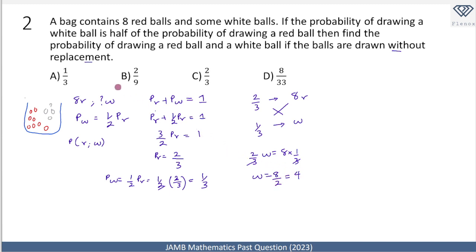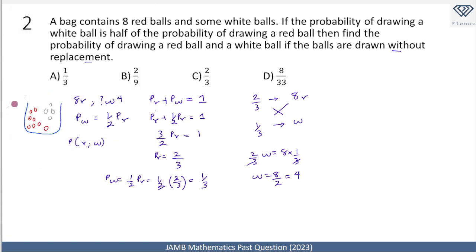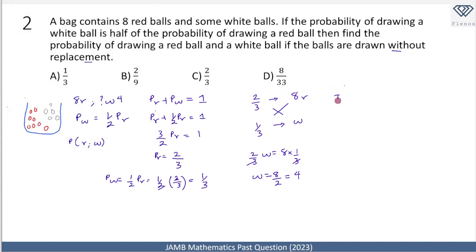So what does this mean? It means we have 4 white balls. So now I can complete this, what I have over here, and put it as 4 white balls. So I have 8 red balls and I have 4 white balls. So the question is now, what is the probability of taking a red ball? Now, what is the total number of balls we have? The total number of balls now is just the number of red plus the number of white, which is 8 plus 4, and that is equal to 12.